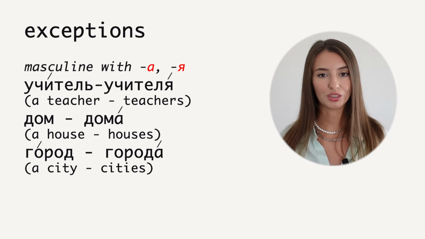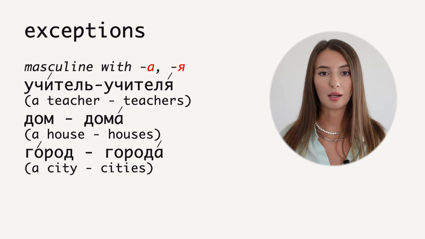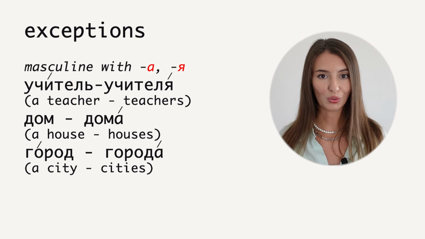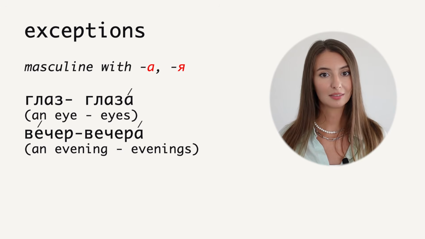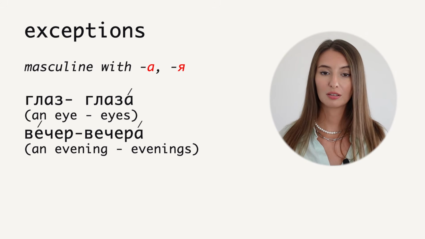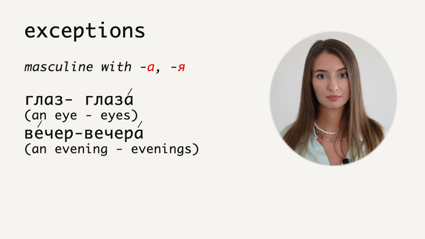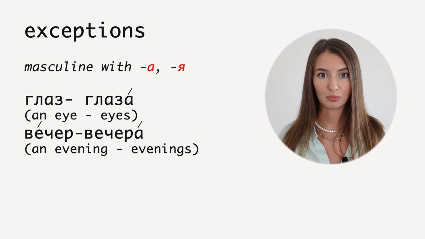Some masculine nouns can form the plural with endings а or я, like neuter nouns. Учитель, учителя. Дом, дома. Город, города. Глаз, глаза. Вечер, вечера. Pay attention that the ending is stressed in these words.